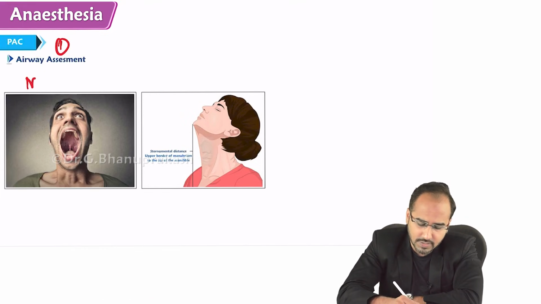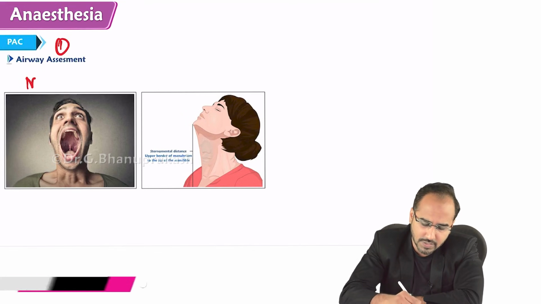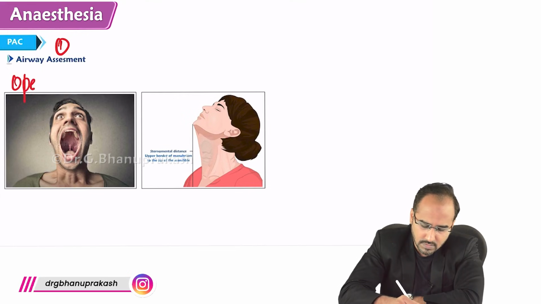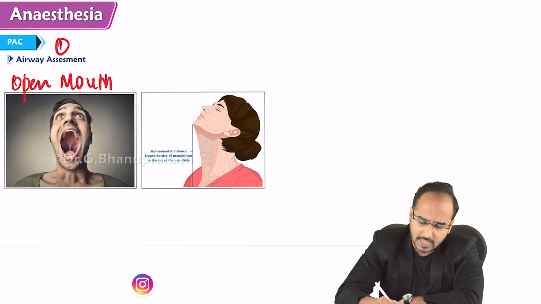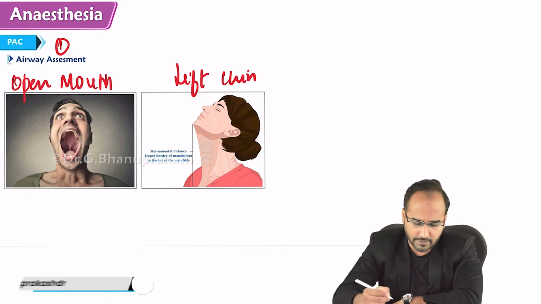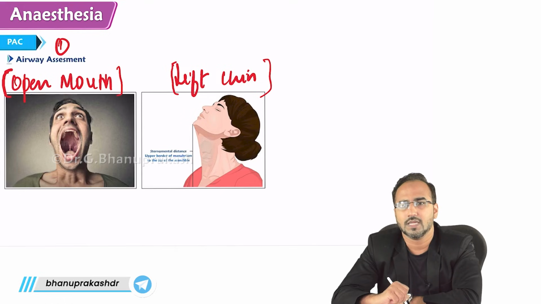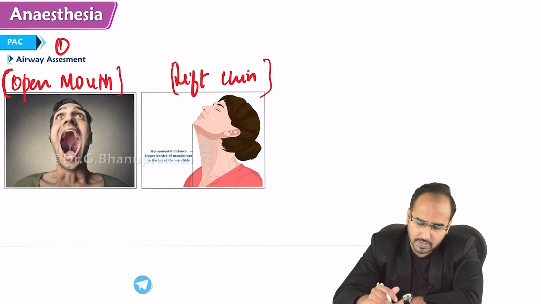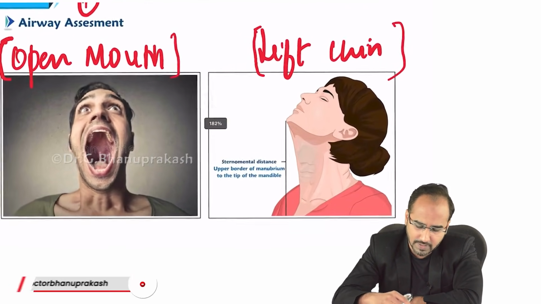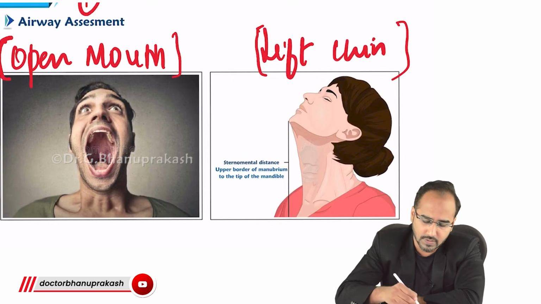I tell the patient to open his mouth. Open mouth. And second thing, I tell the patient to lift chin. So first is, I tell the patient to open mouth. Second is what, guys? I tell the patient to lift chin. As the patient is opening his mouth, just look over here, guys. What 2 things I need to look for?